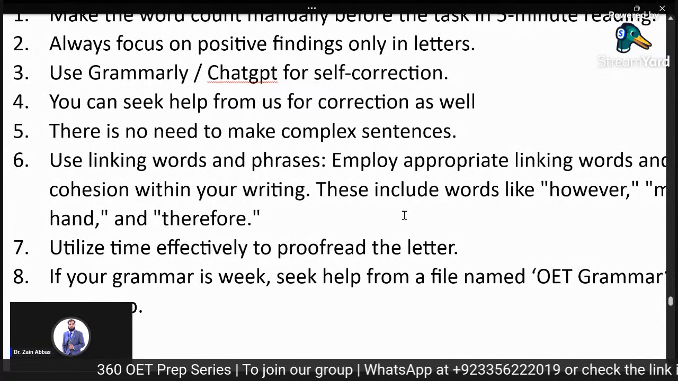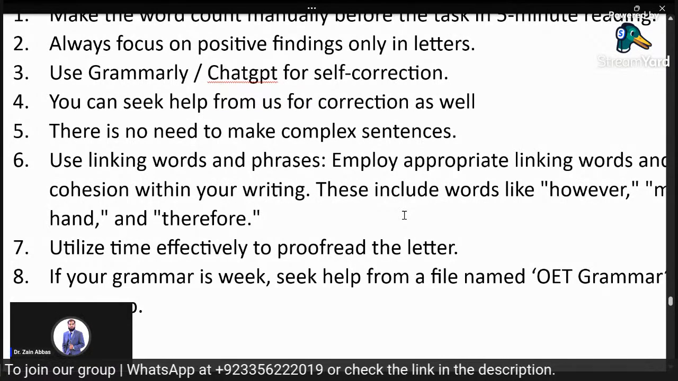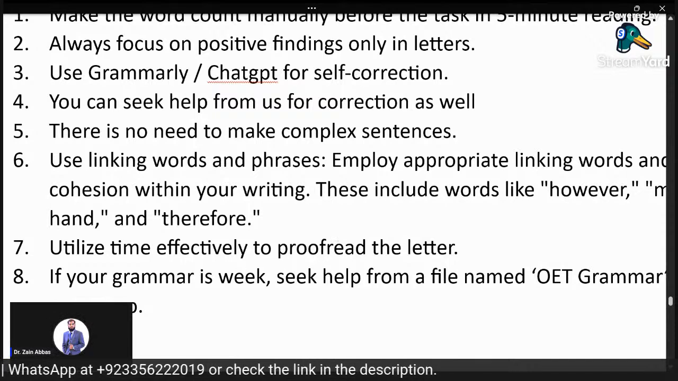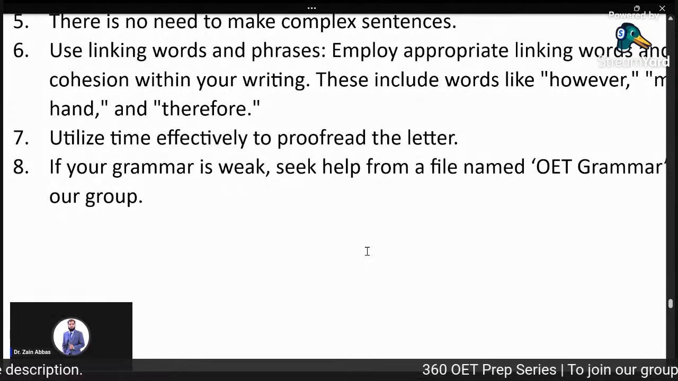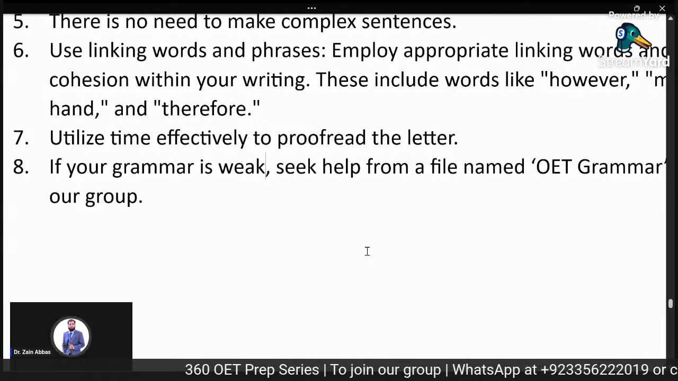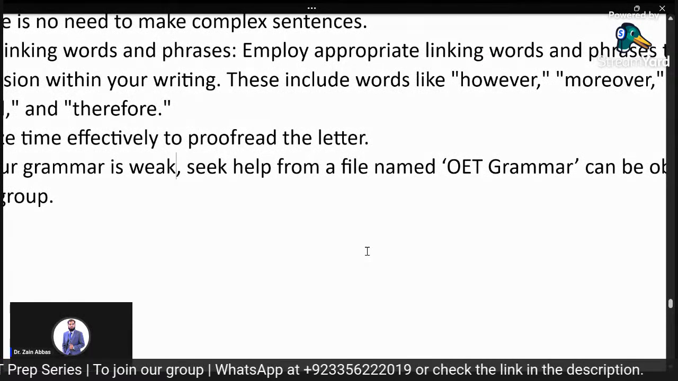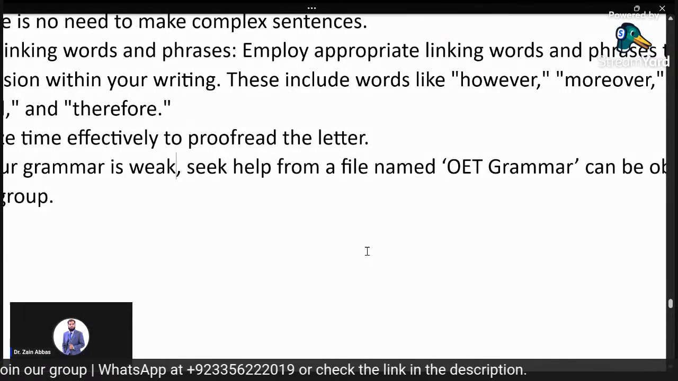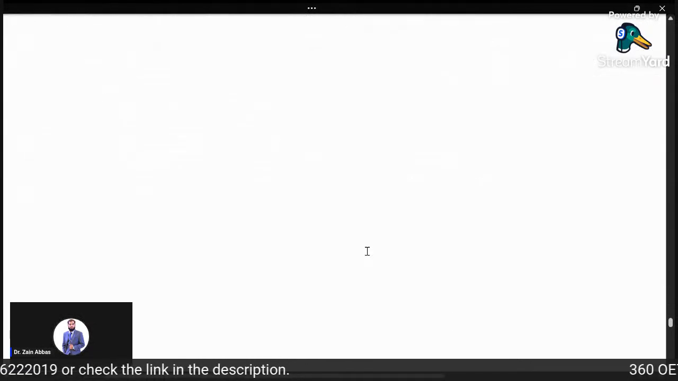The next important point is utilize time efficiently to proofread the letter. Obviously this is not a new thing for you. You need to utilize the time efficiently to go for proofreading. If your grammar is weak, seek help from a file, OET grammar, which is shared in our groups. You can download that file, and you can have important corrections from there.